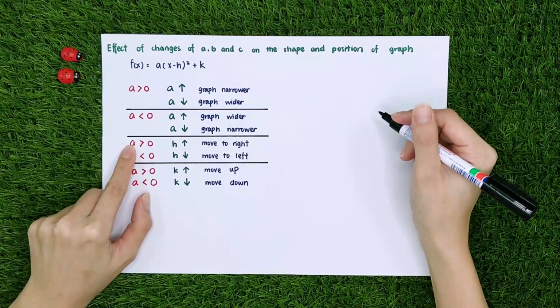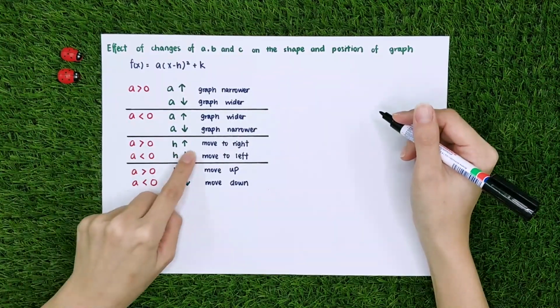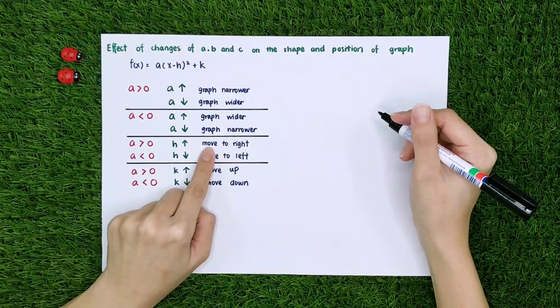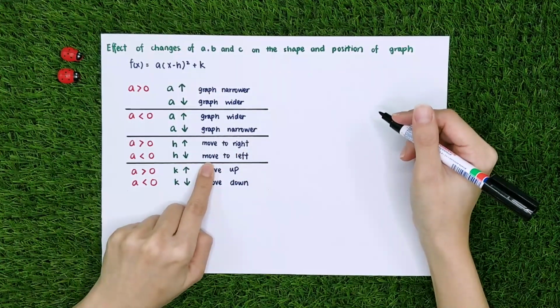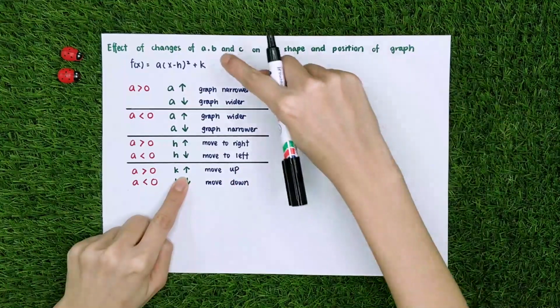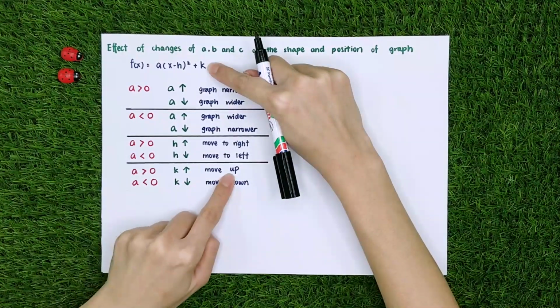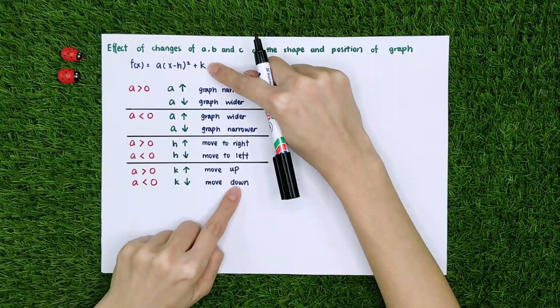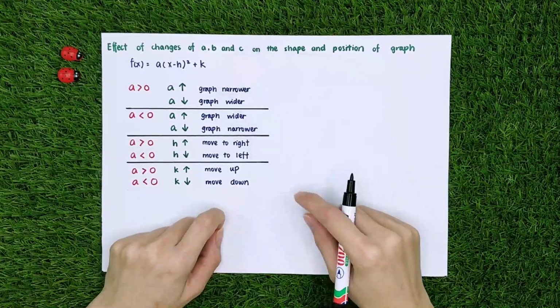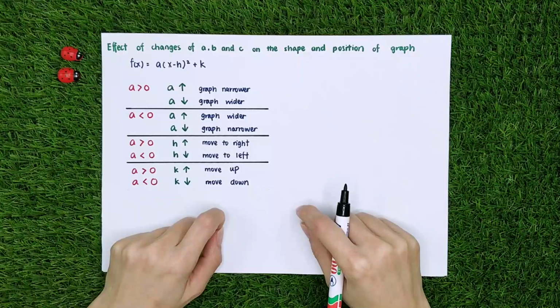Let's see the effect of changes of h. When h increases, the whole graph will move to the right. If h decreases, the whole graph will move to the left. Okay? When k increases, the whole graph will move upward. When k decreases, the whole graph will move downward. Okay, I will show you this by using an example.